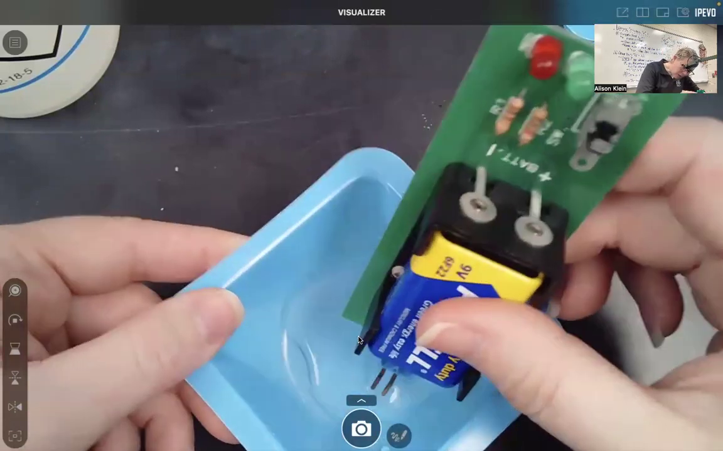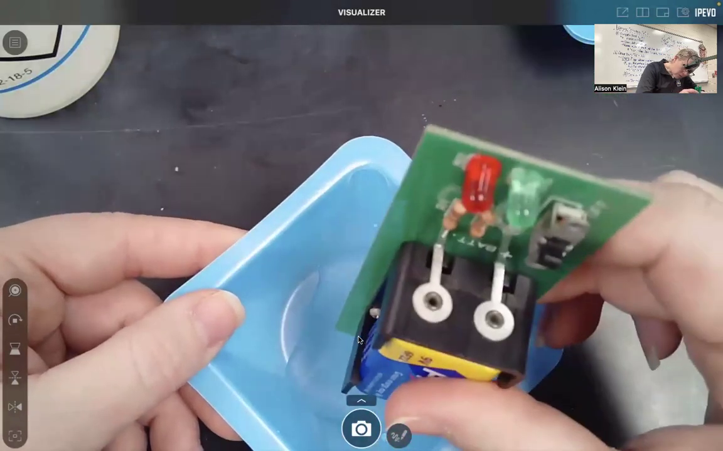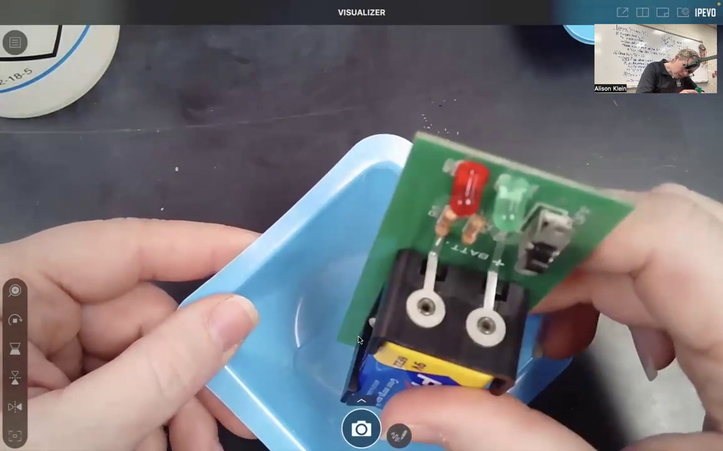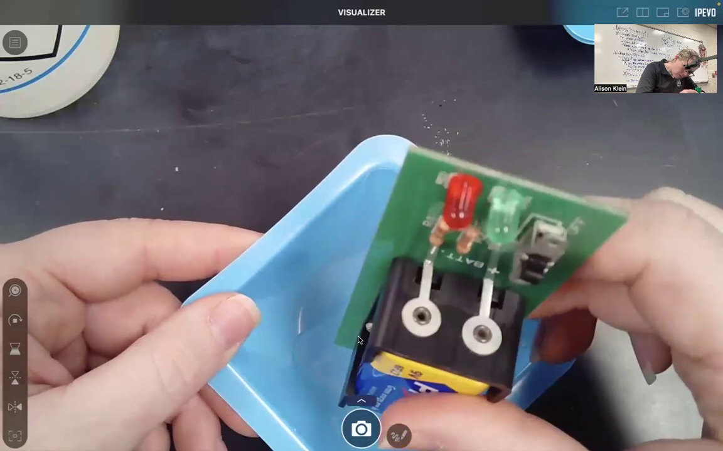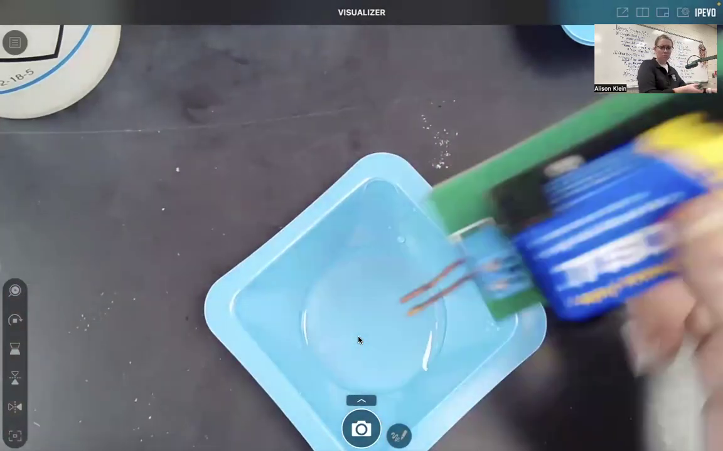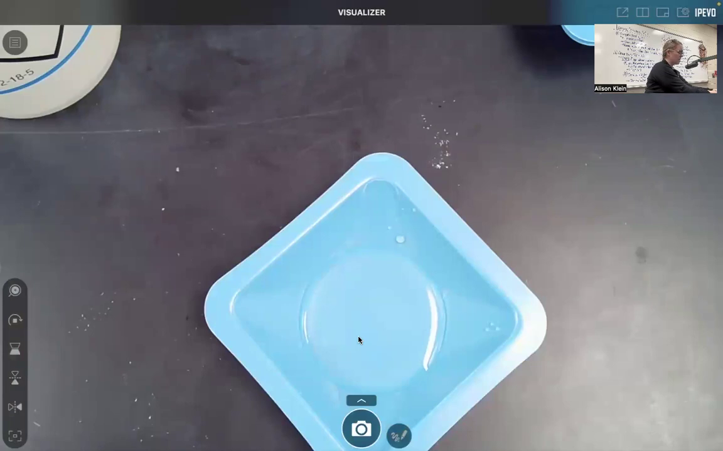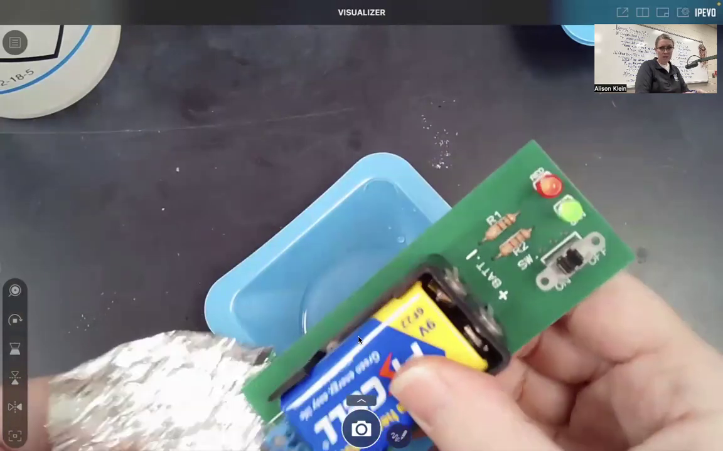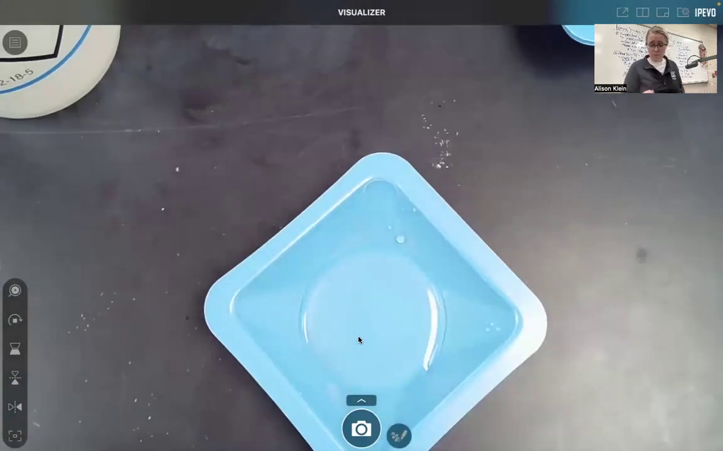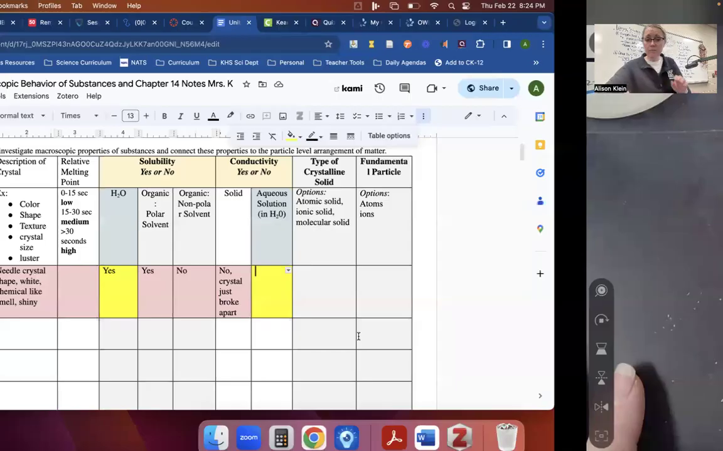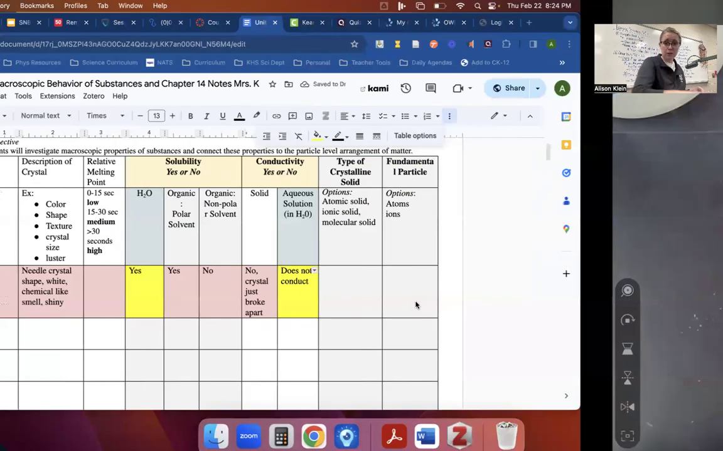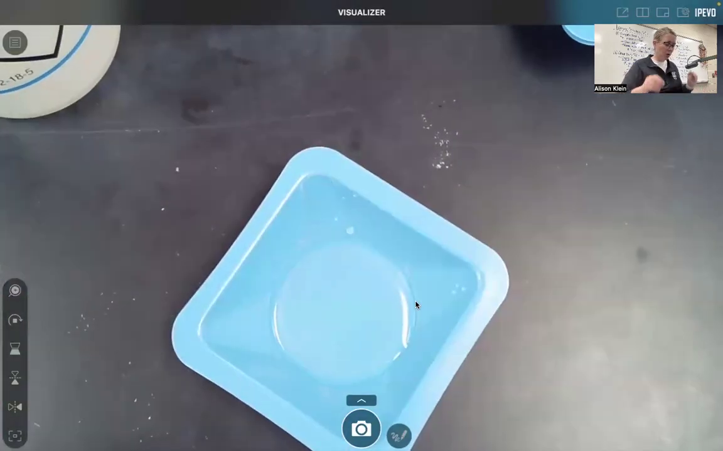And I'm trying to figure out, do you conduct? And I'm getting nothing. Okay, so now I'm going to wipe off the bottom of my conductivity tester on a paper towel. I'm going to confirm. Yeah, look at that. Okay. Does not conduct. Check.